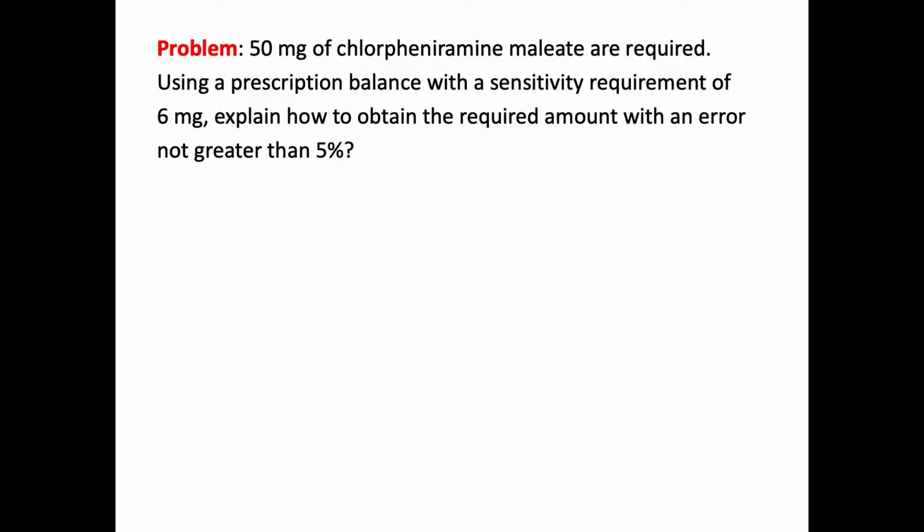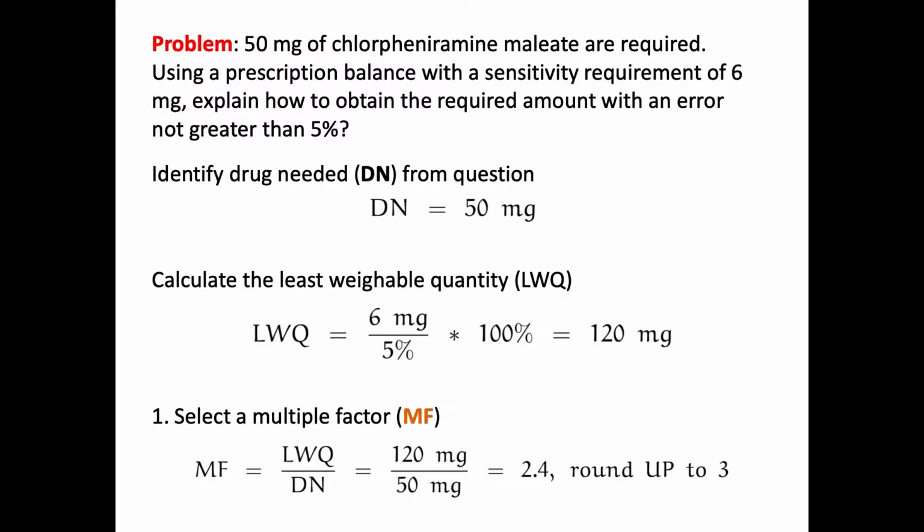The prescription balance we're using has the same 6 milligram sensitivity requirement, and again, we don't want to have more than a 5% weighing error. So how do we go about obtaining that 50 milligrams of drug? The first thing to do is to determine the actual amount of drug needed. So our DN, or drug needed, is pretty straightforward from this question, and it's the 50 milligrams of the chlorpheniramine. So our drug needed is 50 milligrams.